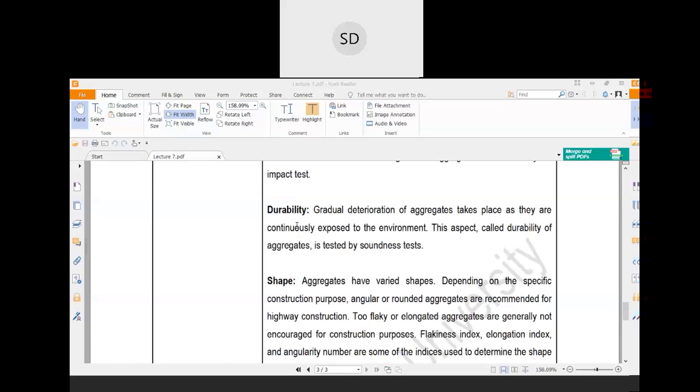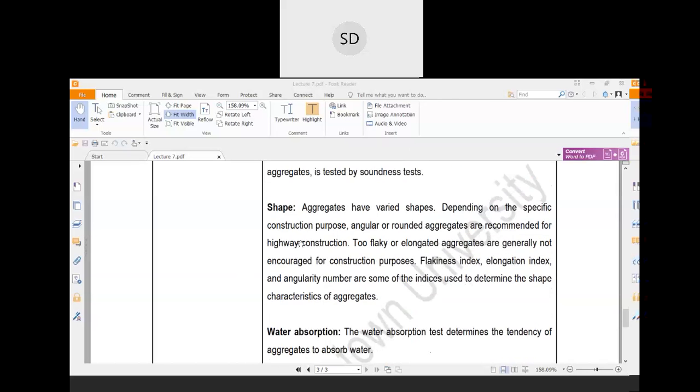Then durability. Durability is the gradual deterioration of the aggregate as it is continuously exposed to the environment. This aspect is called the durability of the aggregate, and it is tested with the soundness test. In this test, different chemical particles are mixed with the aggregate, and after that it is checked whether the aggregate particles have deteriorated or not. And if deteriorated, how much percentage of the aggregates are deteriorated. So that is your soundness test.